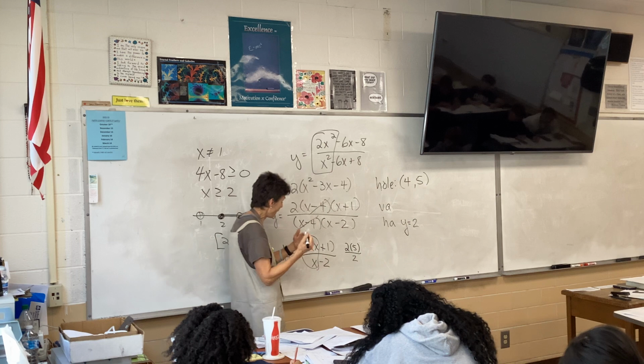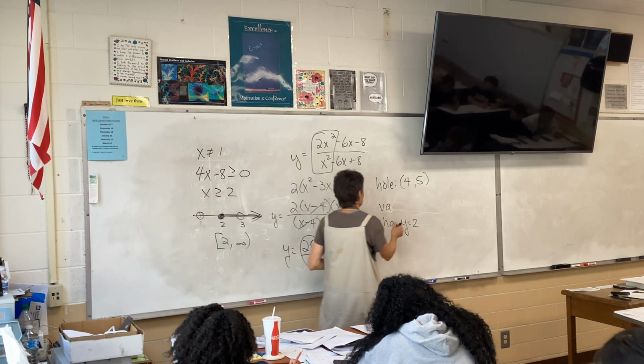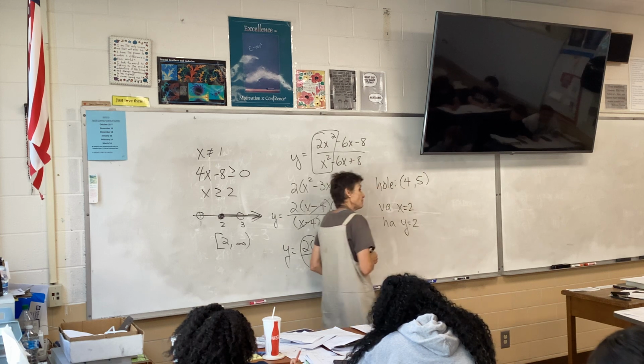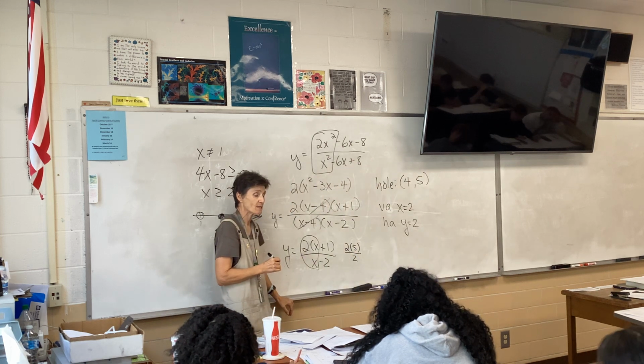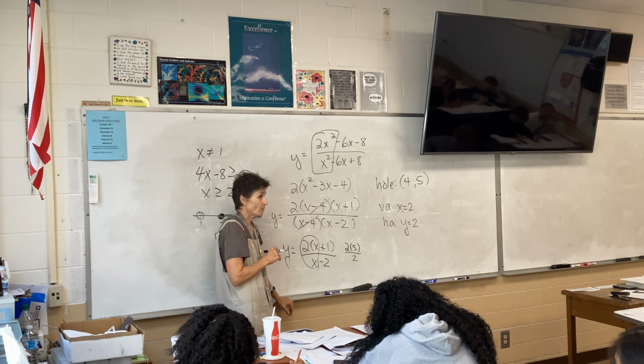And what about, oh my, where's the vertical? 2. It is also at 2. Make sure when you name your asymptotes, they are equations. So make sure that you write y equals, x equals. Okay?